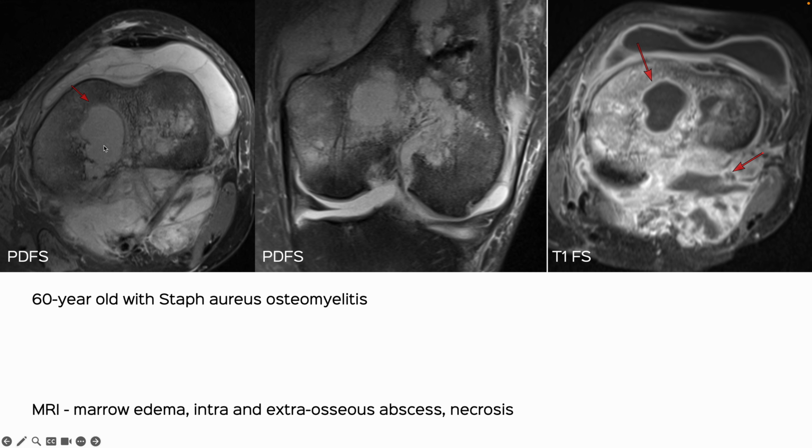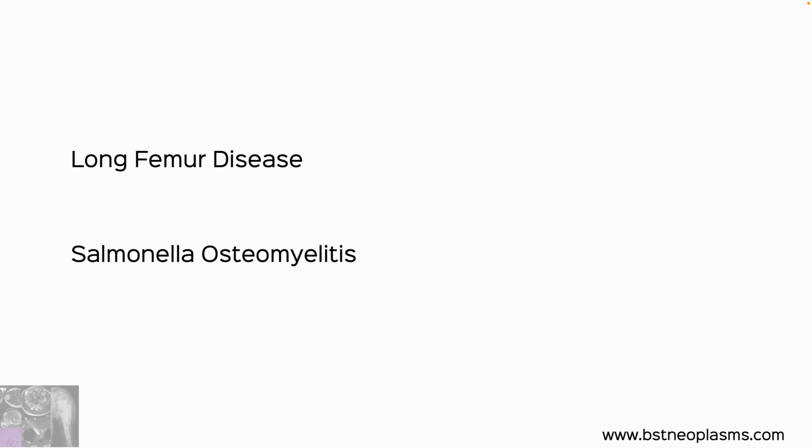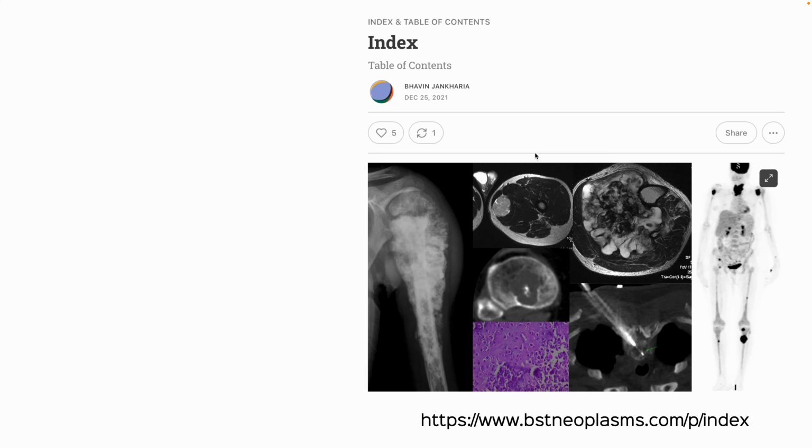And this is another patient who has these collections within the bone and outside the bone. And I went into one of these areas, and again, this was Staph aureus osteomyelitis. So our patient had a long femur disease, which turned out to be Salmonella osteomyelitis.